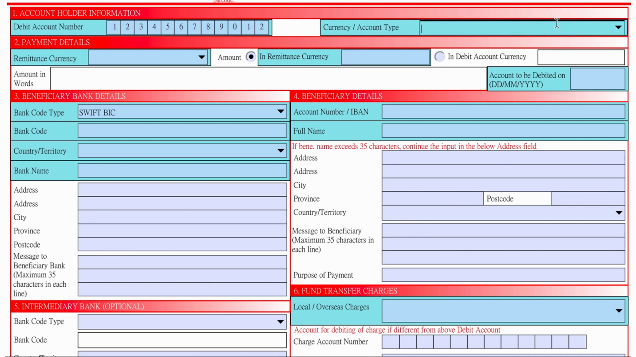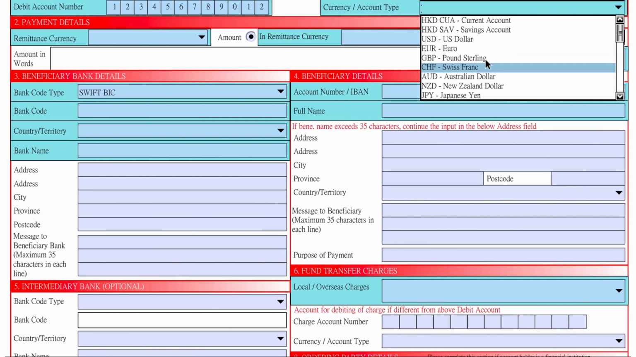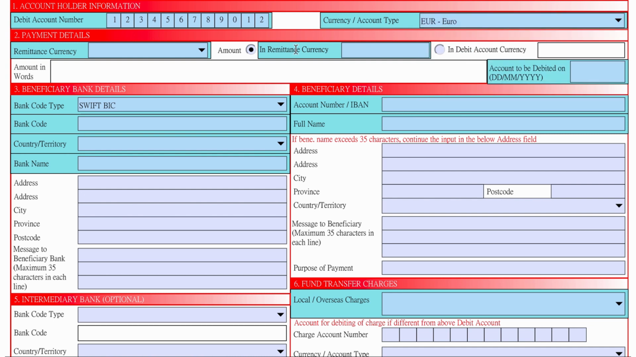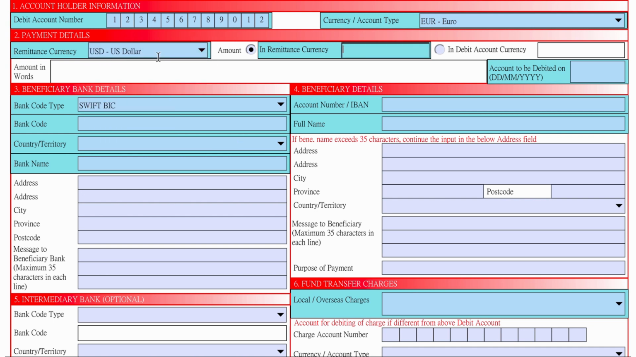Currency / account type. So here you can select, for example, I want to take it from the Euro account, let's say, and I want to remit in US dollar, which is usually the most common. And in the remittance currency in US dollar, I need to pay 25,000 US dollar, for example. Here you would write 25,000 US dollars sent in US dollar. Okay, perfect. Nothing to say.